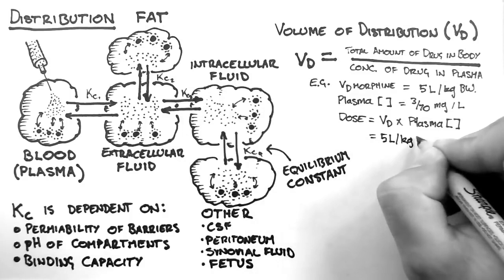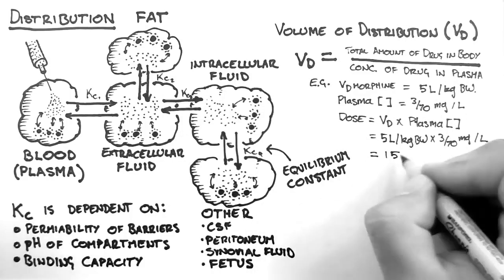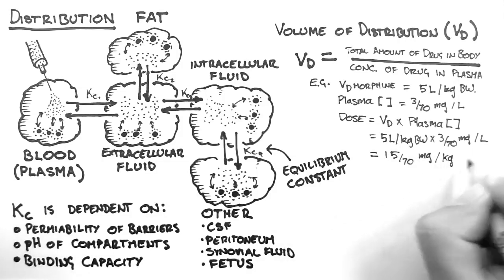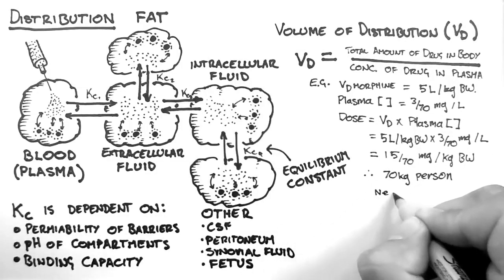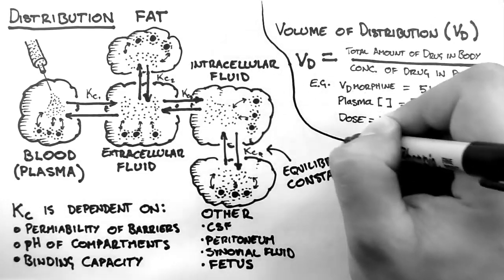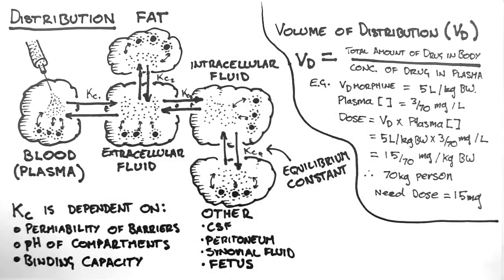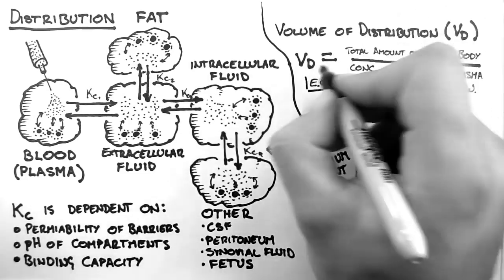Substituting in the numbers and solving shows that I need 15/70ths of a milligram for every kilogram of body weight. Therefore, for a 70 kilogram person, I need a dose of 15 milligrams. And that's a rundown of the distribution of drugs. In the next video, I will be talking about the metabolism of drugs and the cytochrome P450 system.